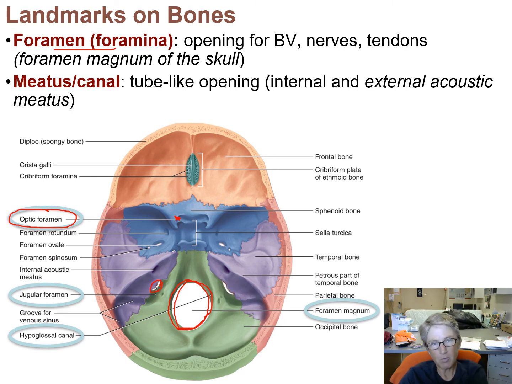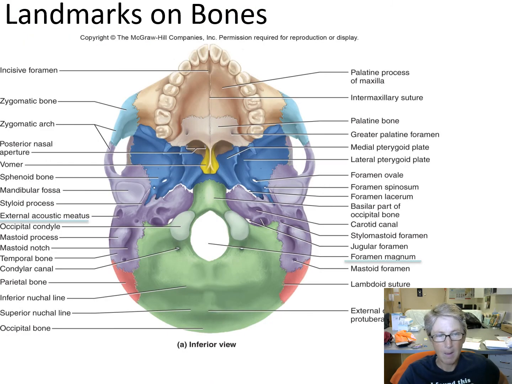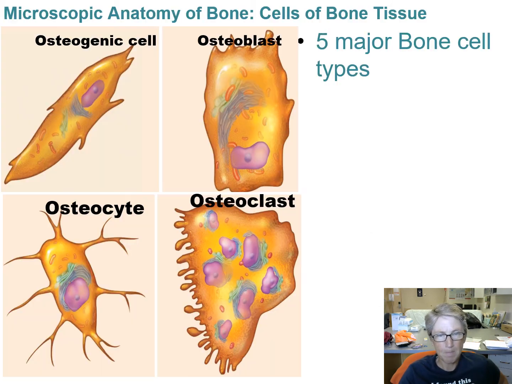And then you have other landmarks on bones, like a meatus, which is like a canal. So it's a tube-like opening, and we use the internal and external acoustic meatus, where your ear is. And that must be on the next slide. Yeah, here it is. So here's the external acoustic meatus. And so your ear would overlie this bone structure.